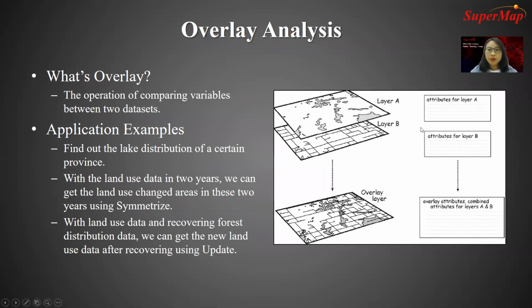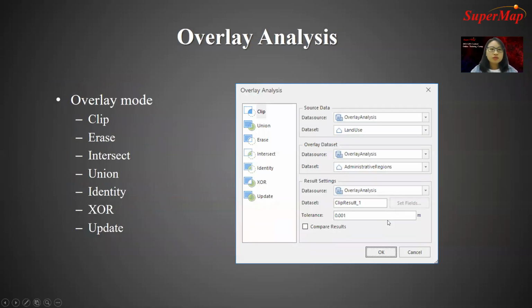So like this picture shows, the overlay analysis is to overlay layer A and layer B, and then with some conditions such as clip, union, intersection, finally compute results, and then you will get the overlay layer results. In SuperMap iDesktop, we provide these 7 operators of overlay analysis.